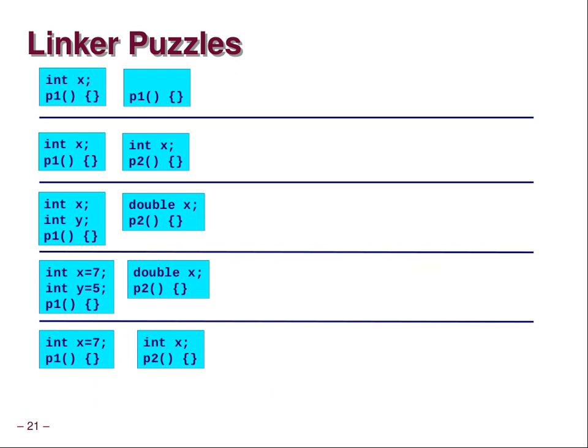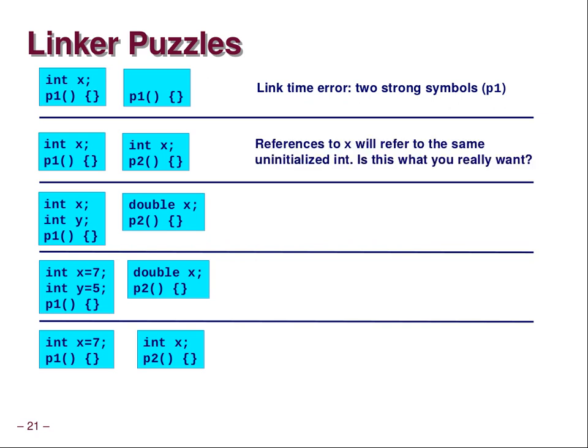All right, let's go back to this. What's the error on the top one, now that we've talked about strong and weak? Well, X is not initialized, so it's weak. But what about the P1 and the P1 on the left? Used twice, and they are both strong. Two strong symbols. All right, how about the next one? X is weak in both, so it'll just pick one. It's not what you really want, but it's okay.